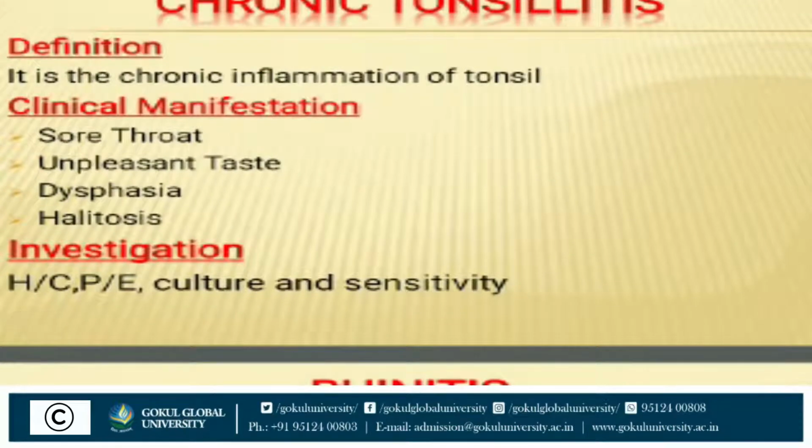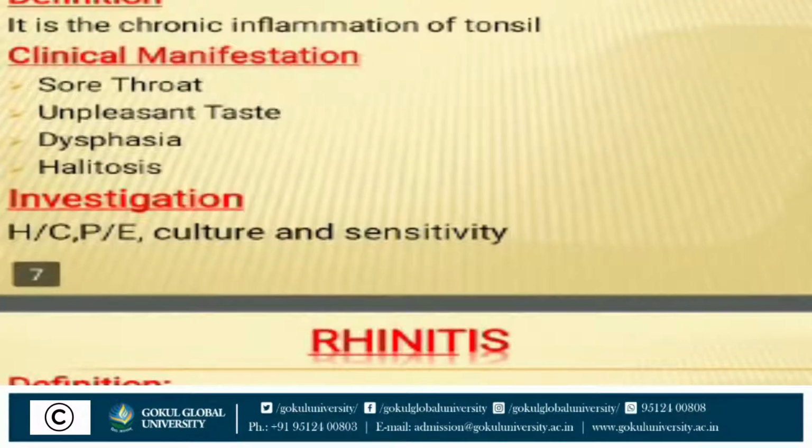Okay, the next condition is chronic tonsillitis, because in the first condition, tonsillitis, we can see two types, acute and chronic. First we discussed acute tonsillitis and now we discuss chronic tonsillitis. Definition: it is the chronic inflammation of the tonsils. So acute is inflammation of the tonsils, and chronic inflammation of the tonsils means long-term duration.